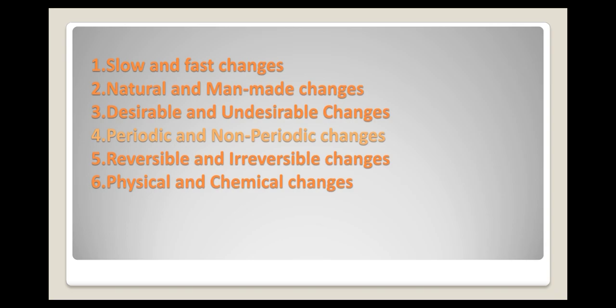And the third one is desirable and undesirable changes. A desirable change can be defined as a change which is beneficial for human beings. And an undesirable change is a change that is not beneficial for human beings. That means the changes that are beneficial for human beings, what do we call them? Desirable change. And those that are harmful, what do we call them? Undesirable change. Now let's start our first kind of change, that is slow and fast changes.